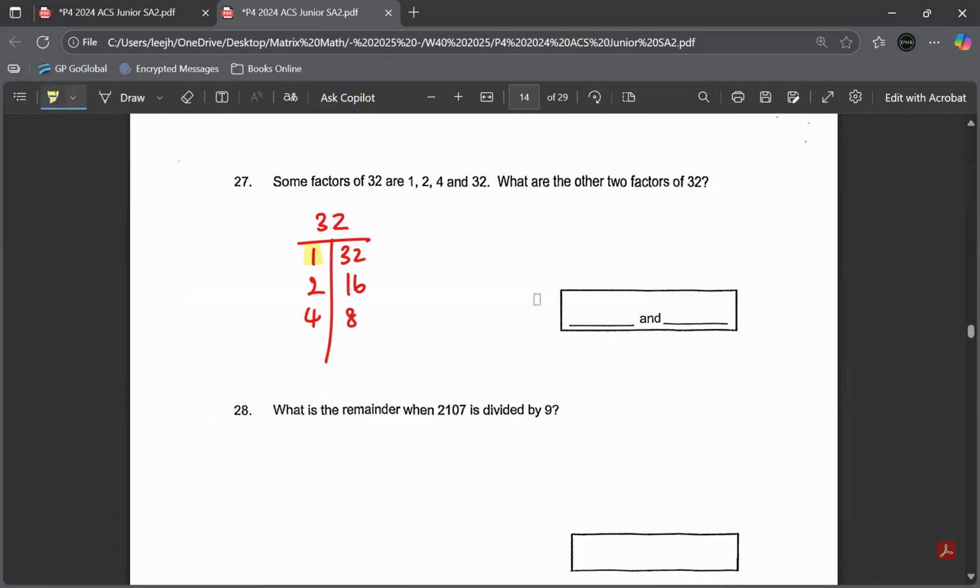So it already has 1, 2, 4, and 32. So what are the other two factors? 16 and 8. So you just write down whichever comes first, that is okay.